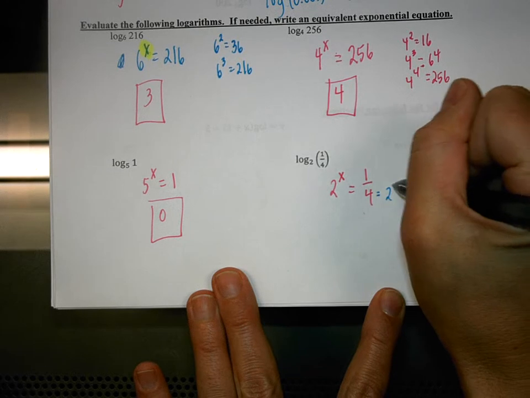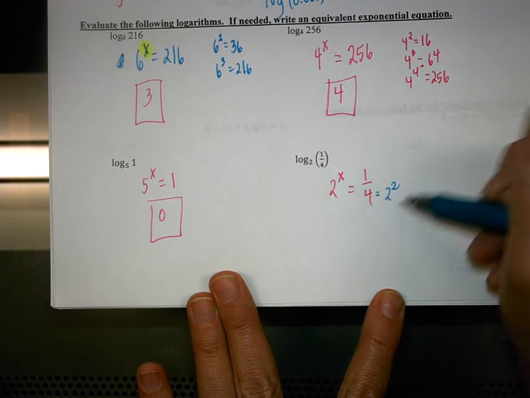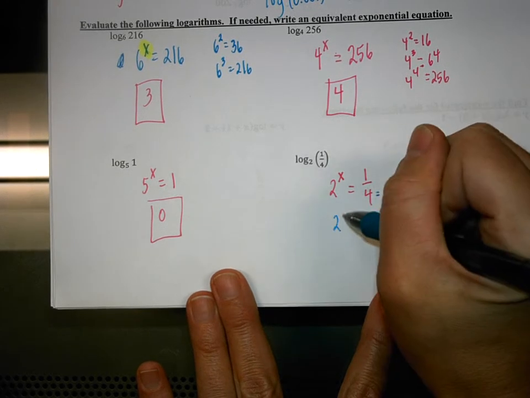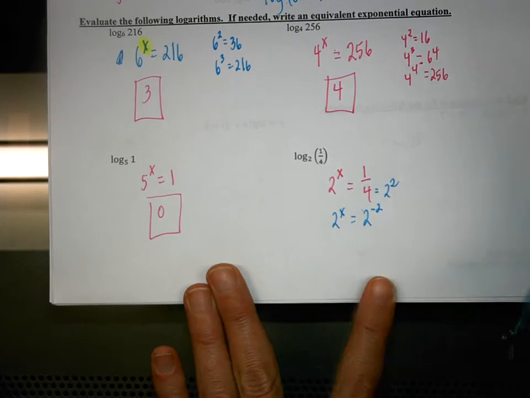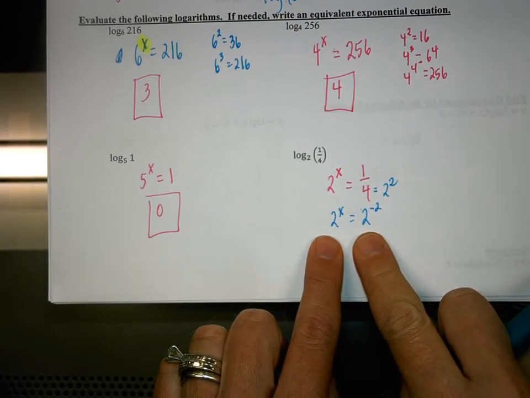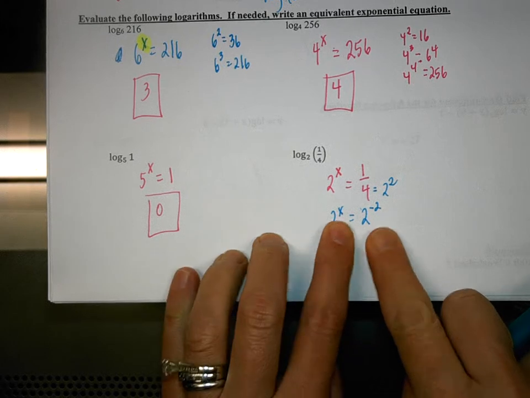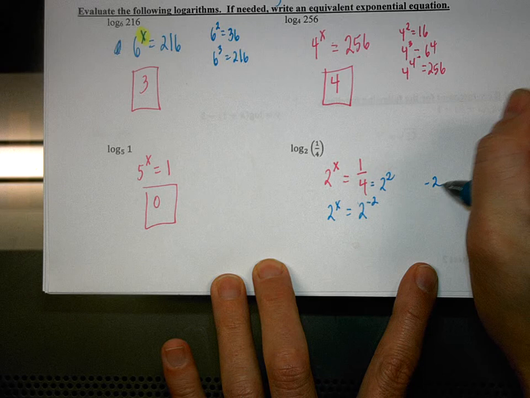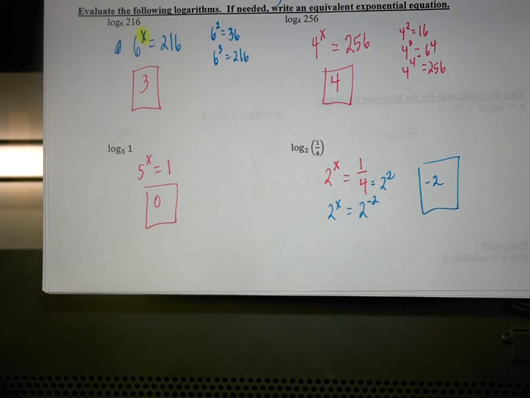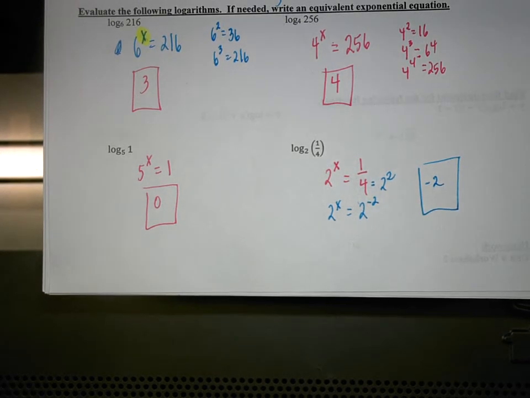2 to the second. And if I want to get rid of this fraction and bring it up, how would I end up rewriting it? 2 to the negative 2. So do you see now how these have the like bases and they're in the same spots? So we know that this answer is actually what? Negative 2. Any questions so far? Okay, let's go ahead and turn the page.